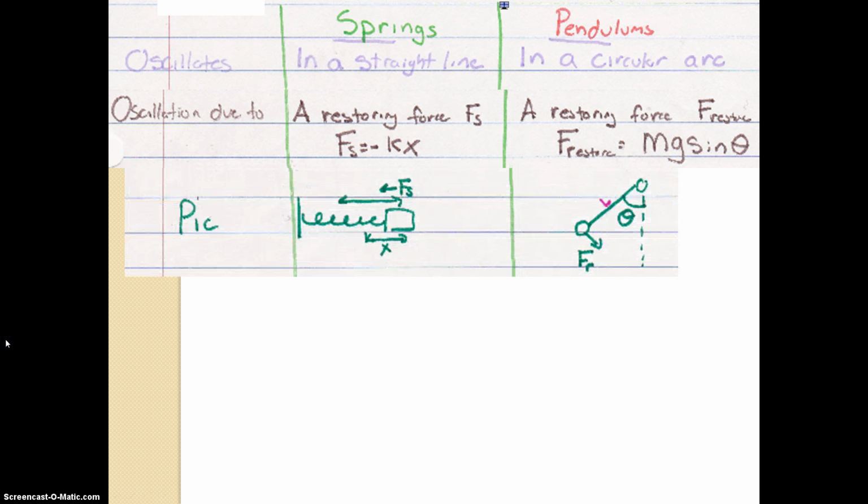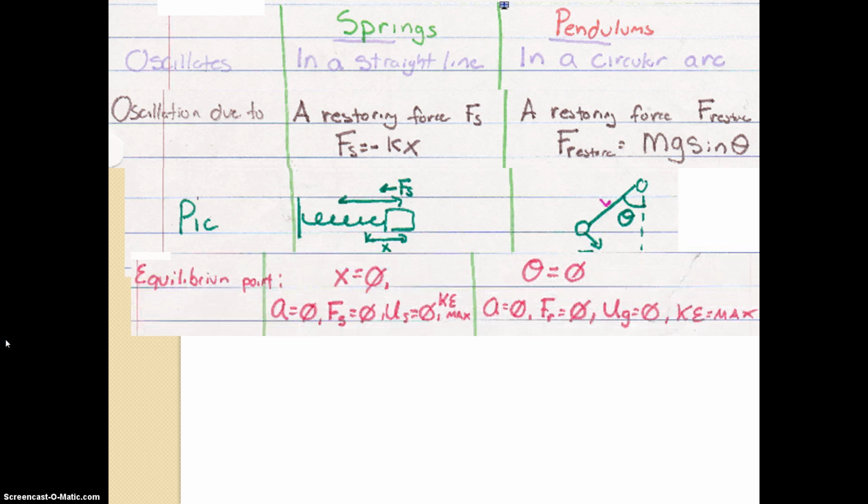For the picture, you can see we have the spring going back and forth, and here we have the pendulum with length L and angle theta. And like on a ramp, the weight downhill is going to change along with the angle. And at the bottom, you're going to have no angle, thus you're going to have no weight restoring.